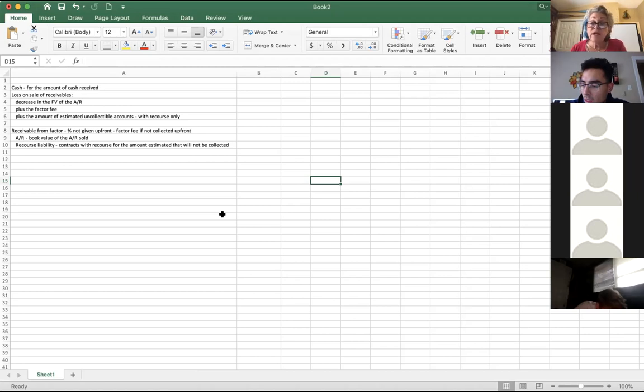Then we have a credit to accounts receivable, which represents the book value of the accounts receivable sold. And then we can have a credit to recourse liability, but this would be for contracts with recourse only. Okay, so that is a description of our accounts receivable. So let's take a look at the example on page 365.